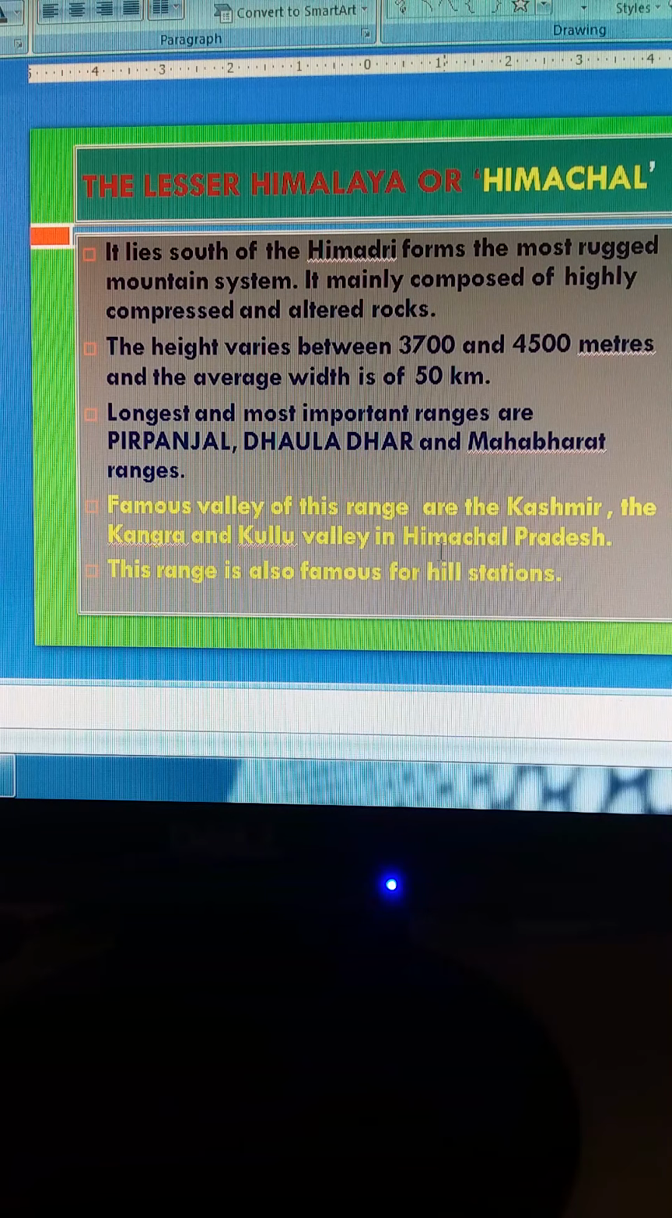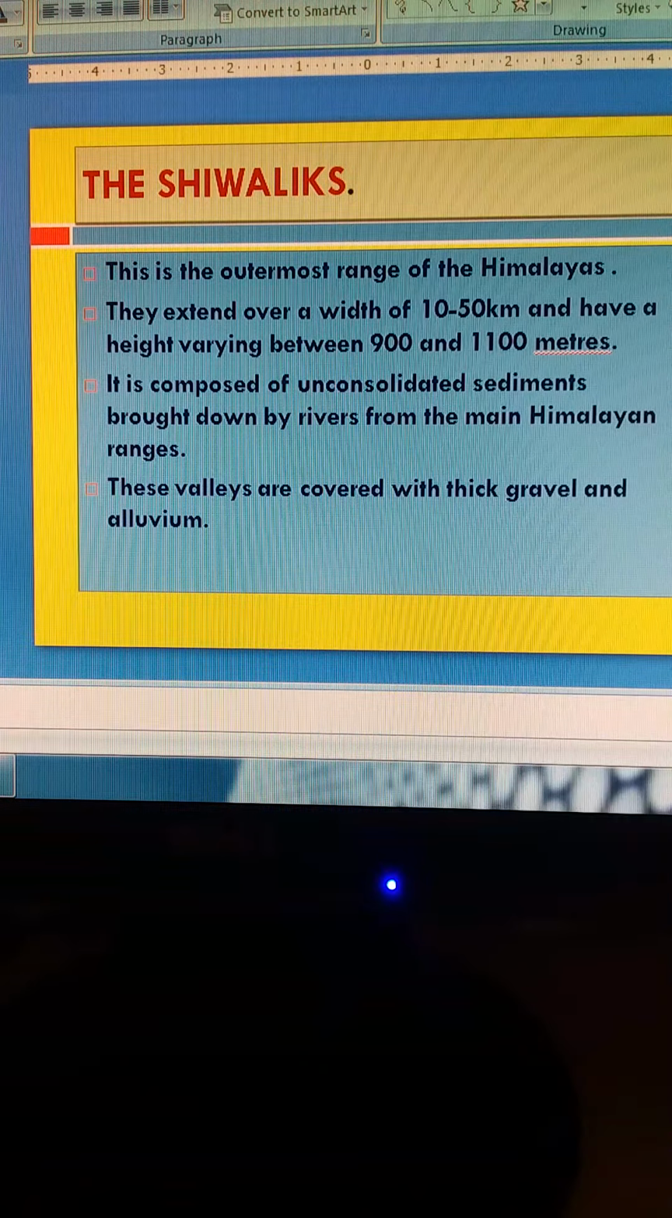So next is the outermost range of the Himalayas. It is the Shivaliks. They extend over a width of 10 to 50 km and have a height varying between 900 and 1100 meters. It is composed of unconsolidated sediments brought down by the rivers from the main Himalayan ranges. These valleys are covered with thick gravel and alluvium.